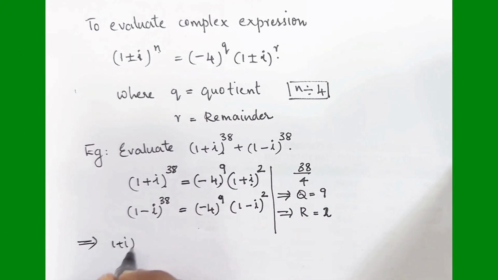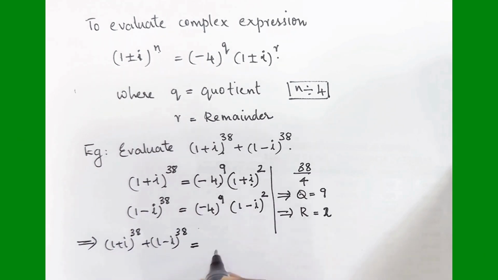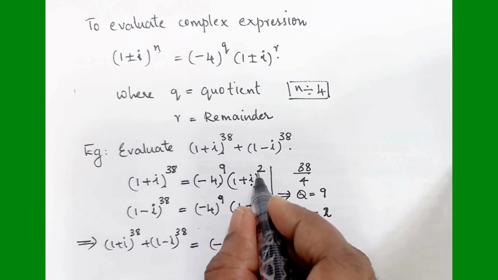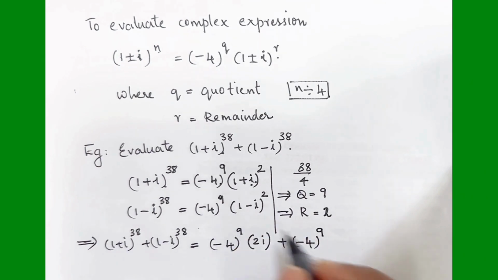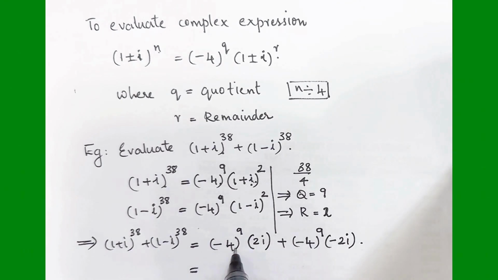So (1 + i)^38 + (1 - i)^38 is equal to (-4)^9 into, simplify the bracket, 1 squared is 1, i squared is minus 1, cancels, only the term remaining is 2i, plus (-4)^9 into, the second bracket will be -2i. And this is (-4)^9 and this is (-4)^9, and here we have 2i and -2i, when adding we'll get 0. So this is an easy trick to calculate any complex expression of this form, 1 plus or minus i to the power of n.